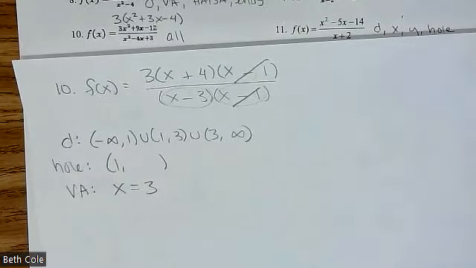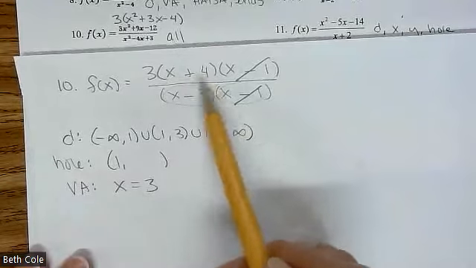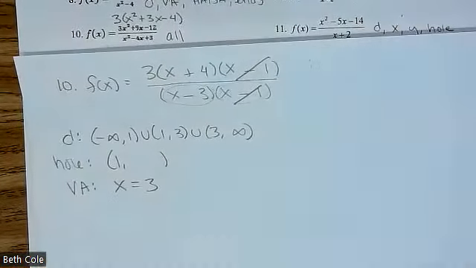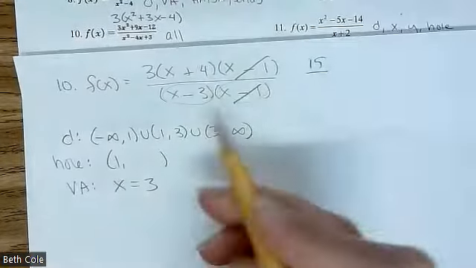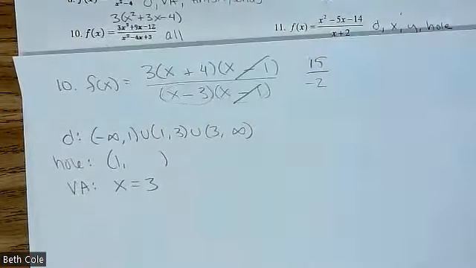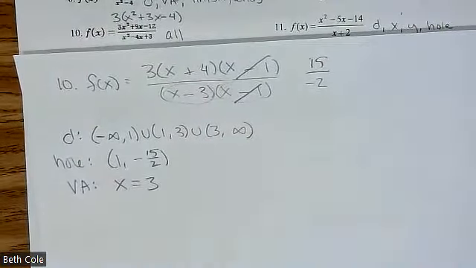If you have 2 troublemakers, one of them is going to be one thing, one of them is going to be the other. Now I wrote the hole 1 comma something because it's going to be a point. How do you get the other something? Plug it in. Here we go. Ready? 1 plus 4, 5 times 3. So the numerator is 15. And then down here, 1 minus 3, negative 2. That does not reduce. So just leave it.